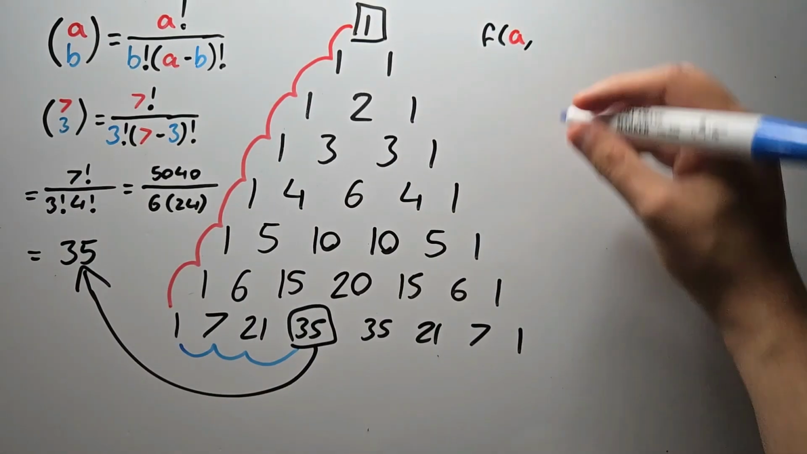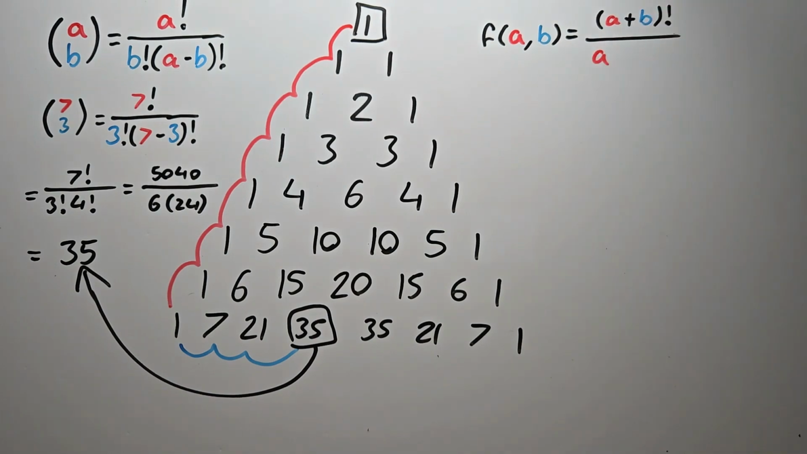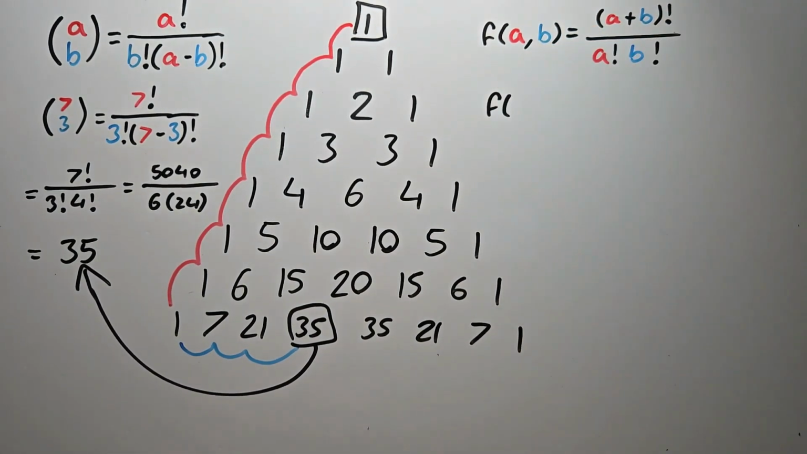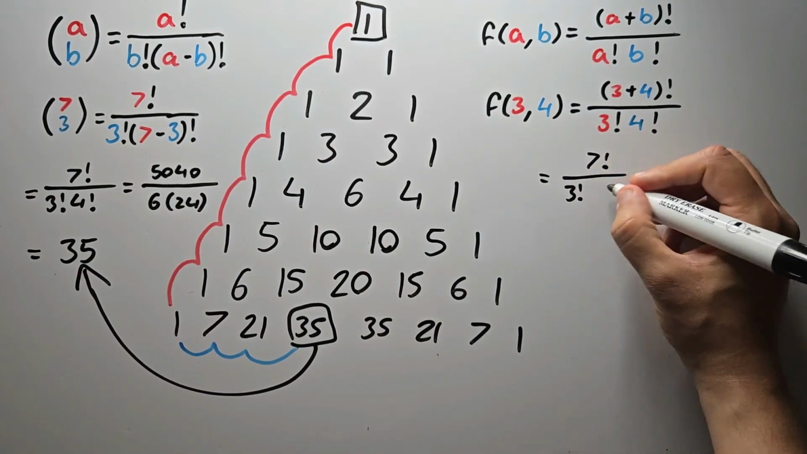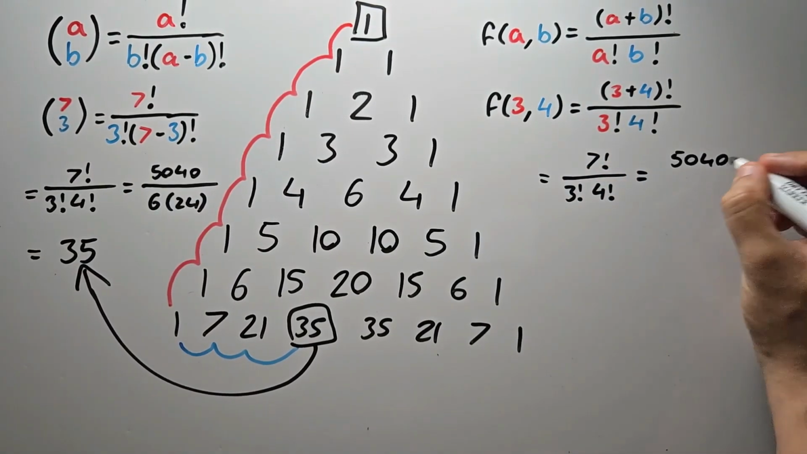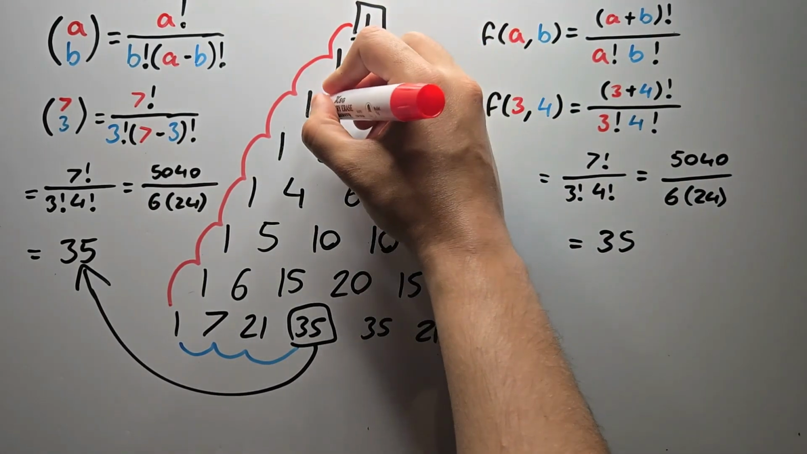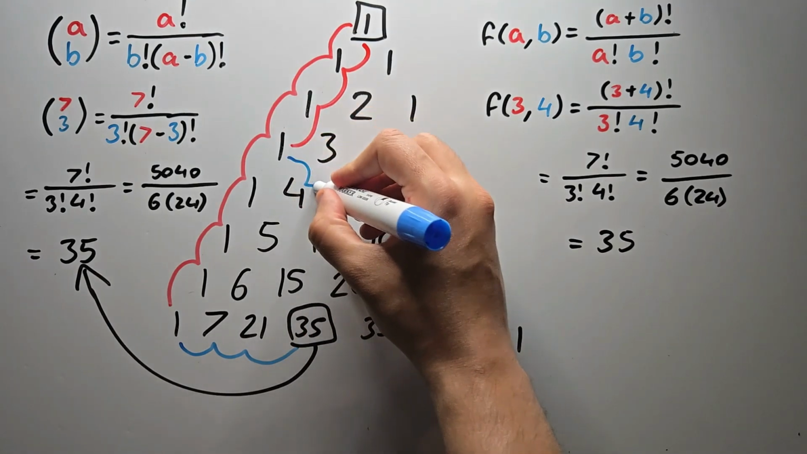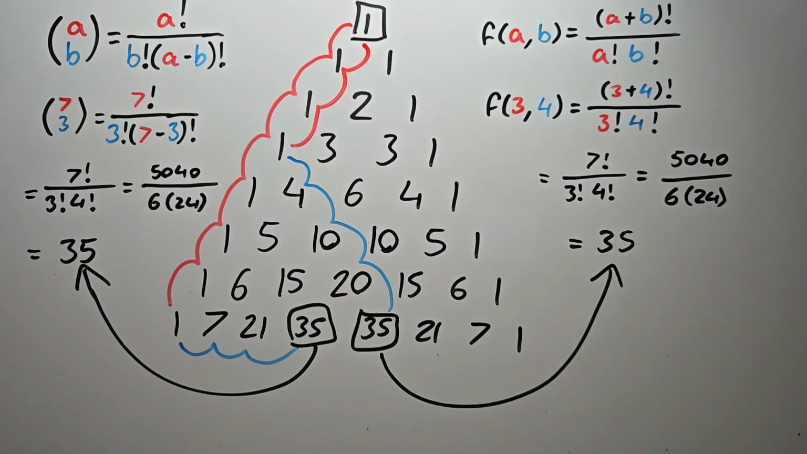Another function we could use is defined as f of a, b is equal to a plus b factorial divided by a factorial times b factorial. For example, f of 3, 4 is equal to 3 plus 4 factorial divided by 3 factorial times 4 factorial, which is equal to 7 factorial divided by 3 factorial times 4 factorial, which is 5040 divided by 6 times 24, which is equal to 35. And starting from that top one, we can go down into the left 3 times and then down into the right 4 times, and we'll find 35, which is equal to f of 3, 4. From this point, we'll continue using the second function.